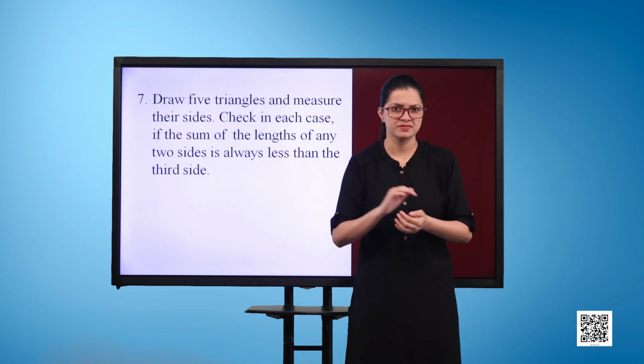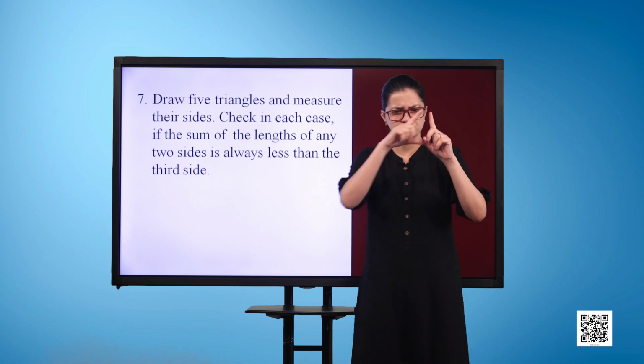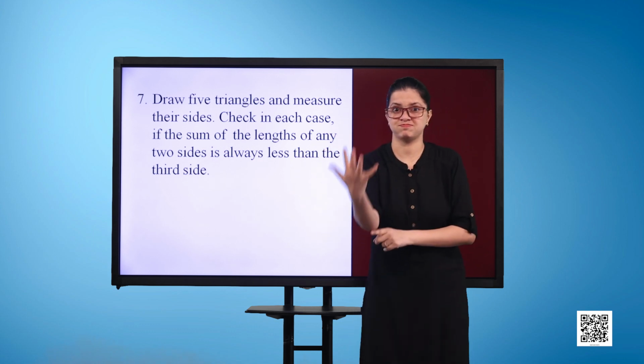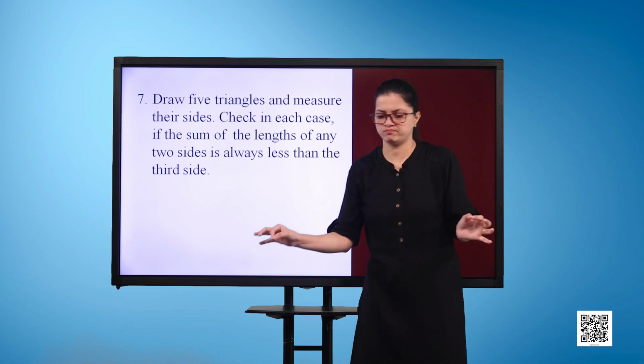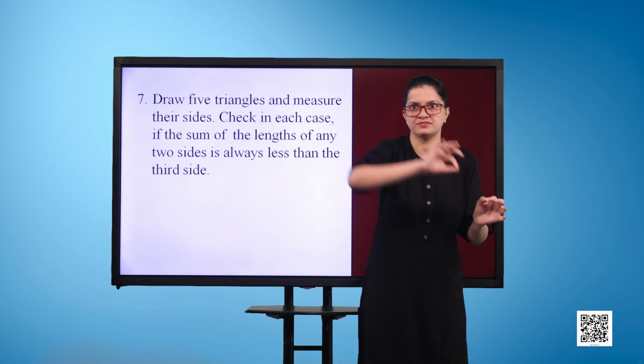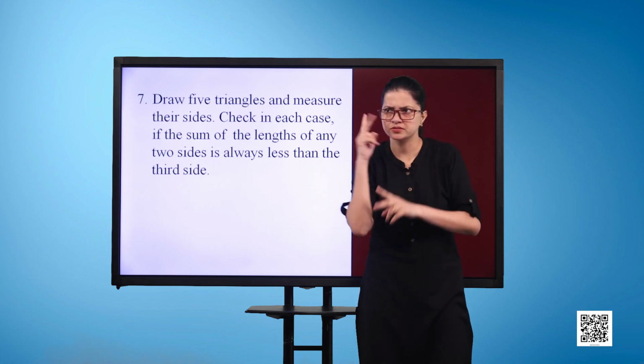7. Draw 5 triangles and measure their sides. Check in each case if the sum of the lengths of any two sides is always less than the third side.